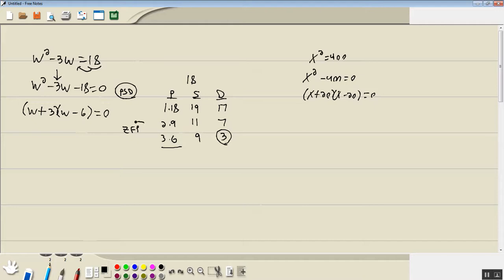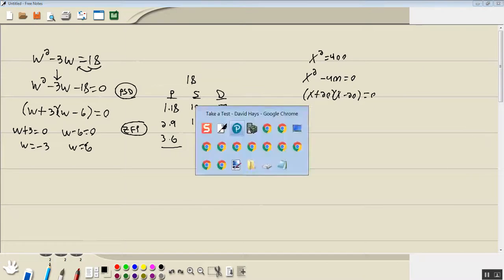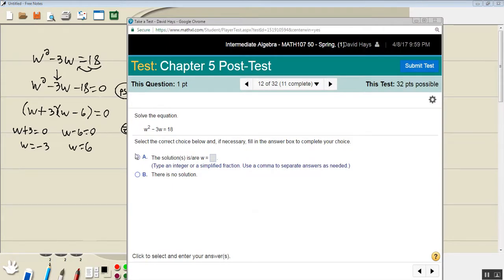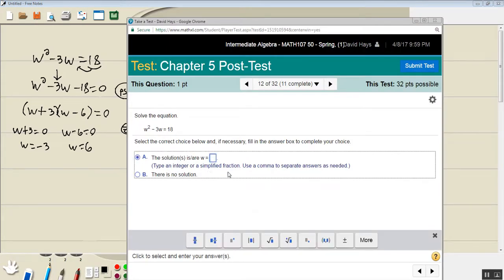Now the zero factor property. You get 0 on one side, you factor the other side, you set each factor equal to 0. So I'll set w plus 3 equal to 0 and w minus 6 equal to 0. And that gives us w is equal to negative 3 and w is equal to 6. Okay, solutions are, type an integer, use a comma to separate answers as needed. So negative 3, comma 6.